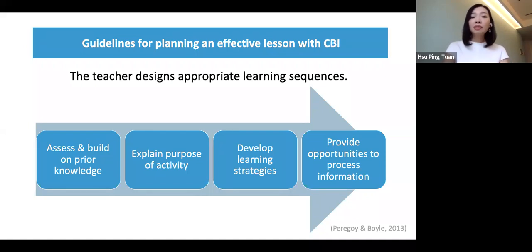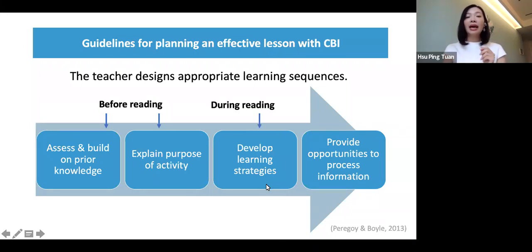Since I'm going to demonstrate a reading lesson to you, I'm going to divide my lesson into 3 parts. First of all is the before reading. For my before reading part, I'm going to include these 2 elements in my reading lesson. And then I will move on to the during reading stage. For the during reading stage, I'm going to include this element. So I will show you how to help students to develop learning strategies.